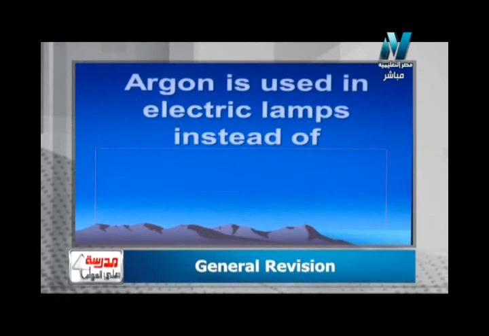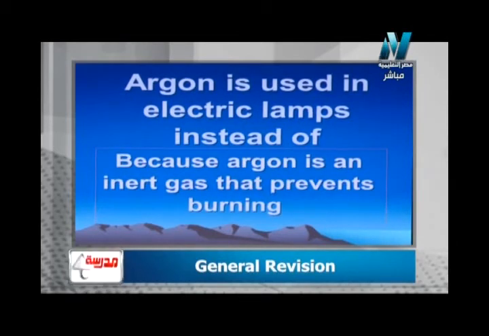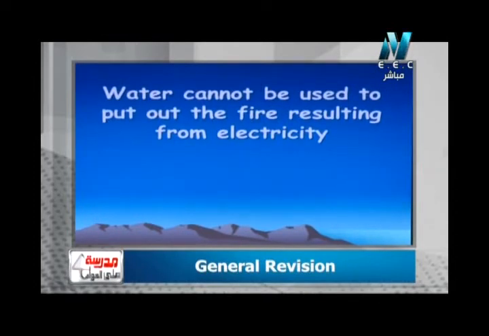Another question. Argon is used in electric lamps instead of other gases. Why is argon used in lamps? Surely the answer would be that argon is an inert gas that prevents burning. So argon is used in electric lamps because argon is an inert gas that prevents burning or doesn't burn. Another question. This question is very important not for the exam only but for your life.